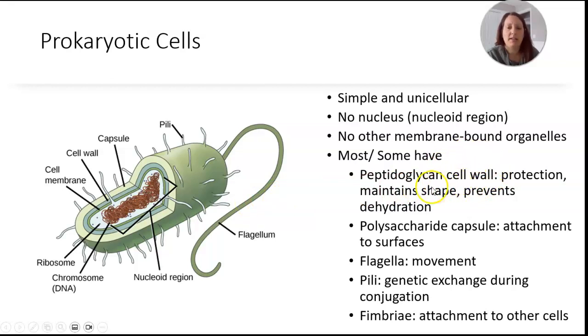The cell wall in bacteria is made up of peptidoglycan, so a little bit different than what we see in eukaryotes. And that cell wall is for protection, for maintenance of shape, to prevent the organism from desiccation, which means drying out. Some will have a capsule made up of polysaccharides, so carbohydrates, which helps the organism attach to surfaces.